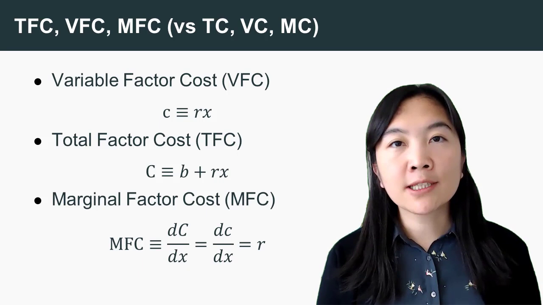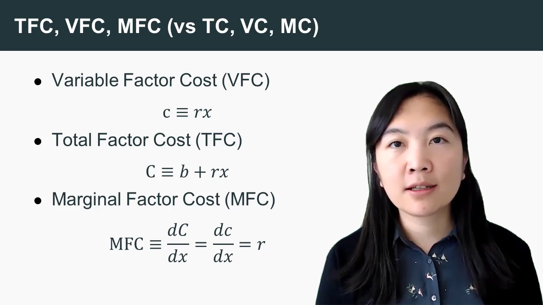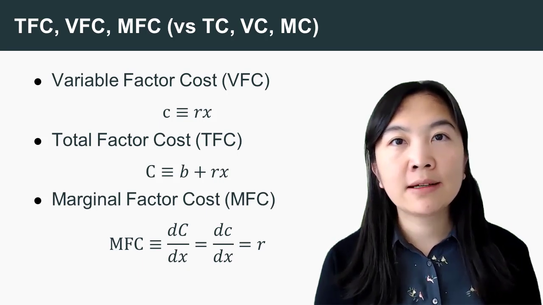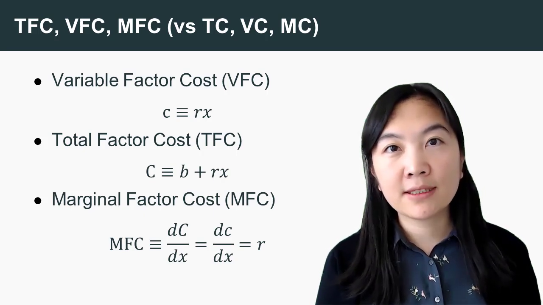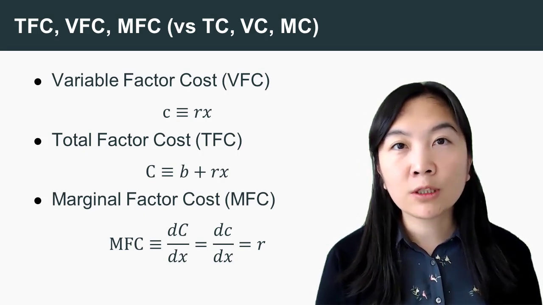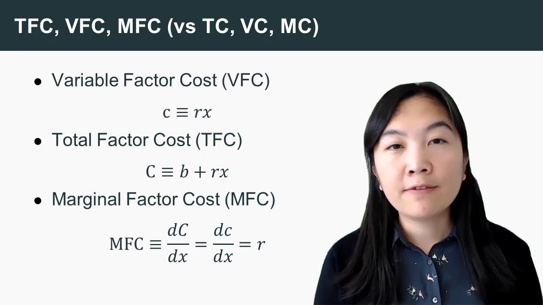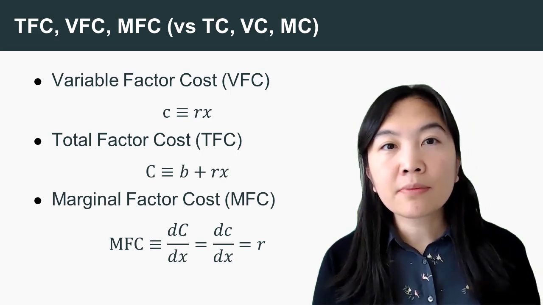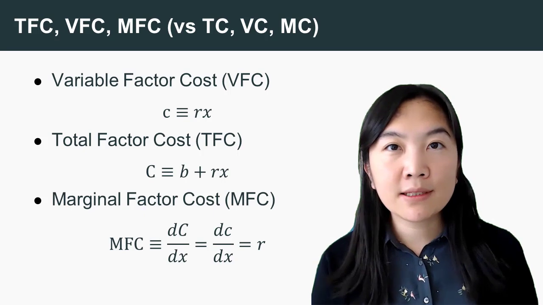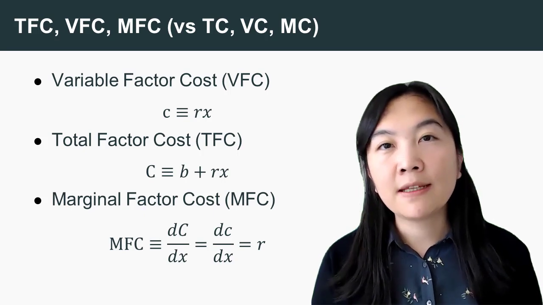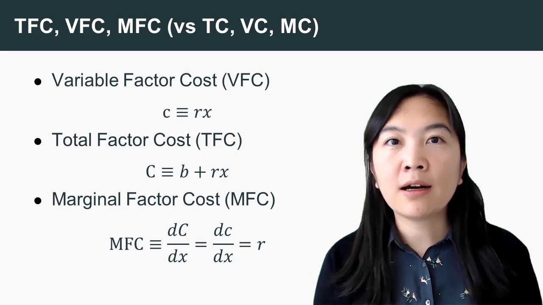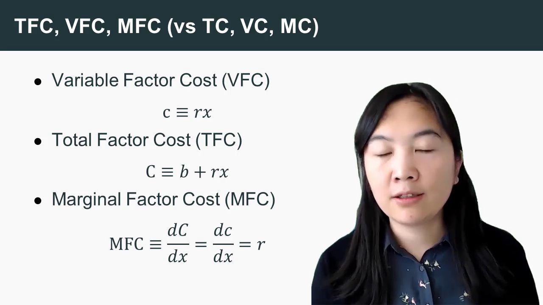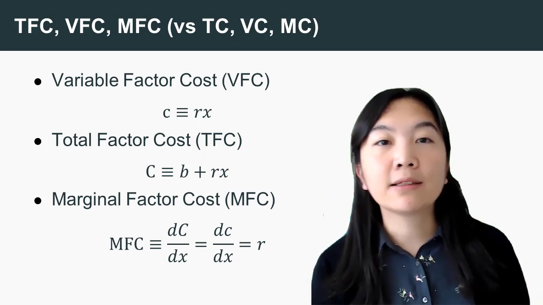There are also corresponding cost concepts from the input side, and those are TFC, VFC, and MFC. Again, T is total, V is variable, M is marginal. And this is, again, different from TC, VC, and MC. Those three concepts are from the output perspective, and you are probably more familiar with that.